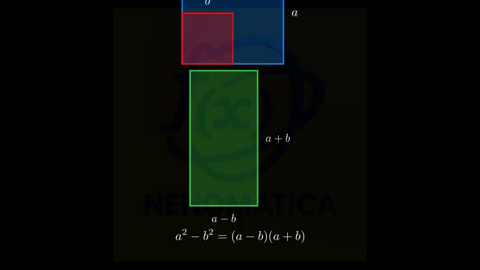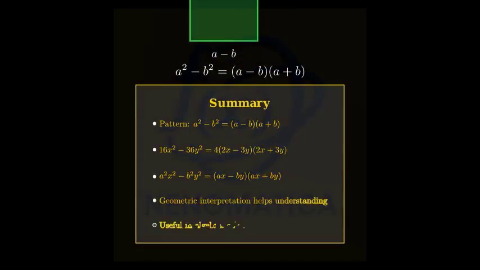Let's summarize what we've learned about factoring differences of squares. The key pattern to recognize is a squared minus b squared, which factors as a minus b times a plus b. We've seen how to apply this to specific examples like 16x squared minus 36y squared, which equals 4 times 2x minus 3y times 2x plus 3y.